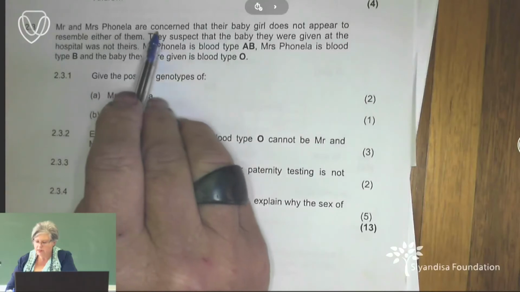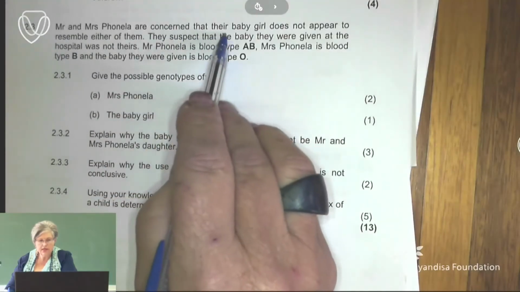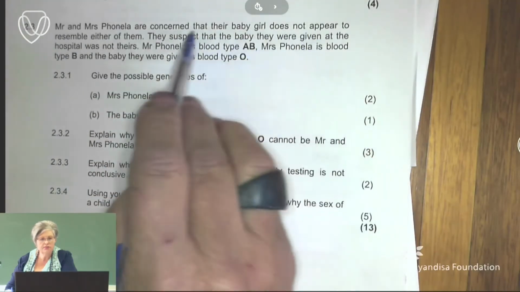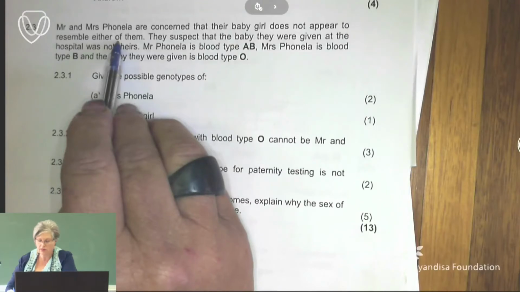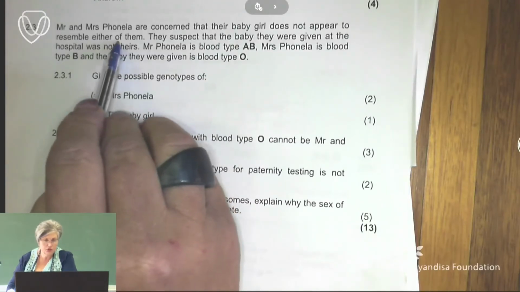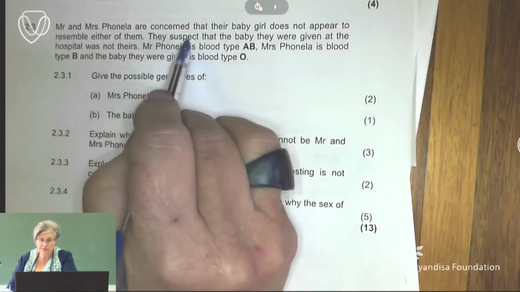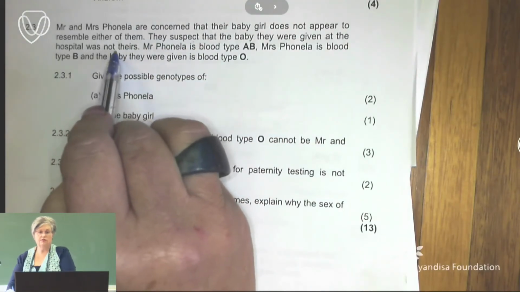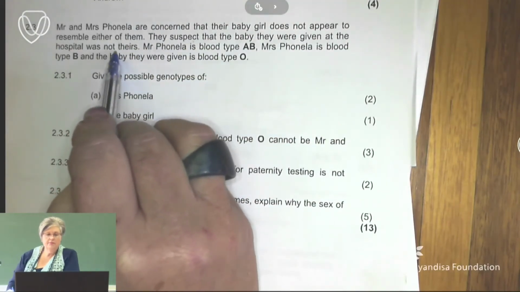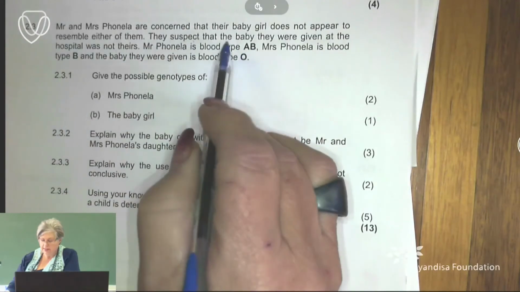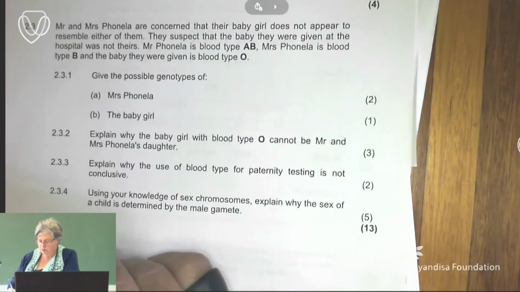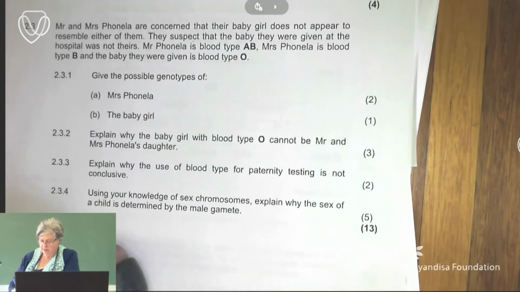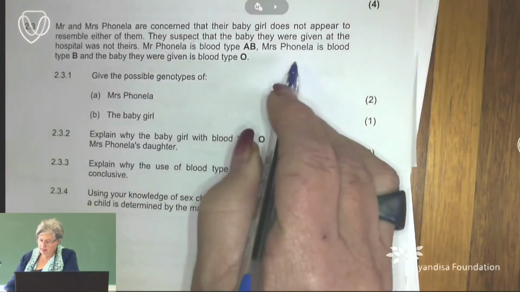Mr. and Mrs. Punelia are concerned that their baby girl does not appear to remember them. So they have a baby, but the baby does not look like them. They suspect that the baby they were given in the hospital was not theirs. Mr. Punela's blood group is AB. So Mr. Punela is AB. So the phenotype looks like this.